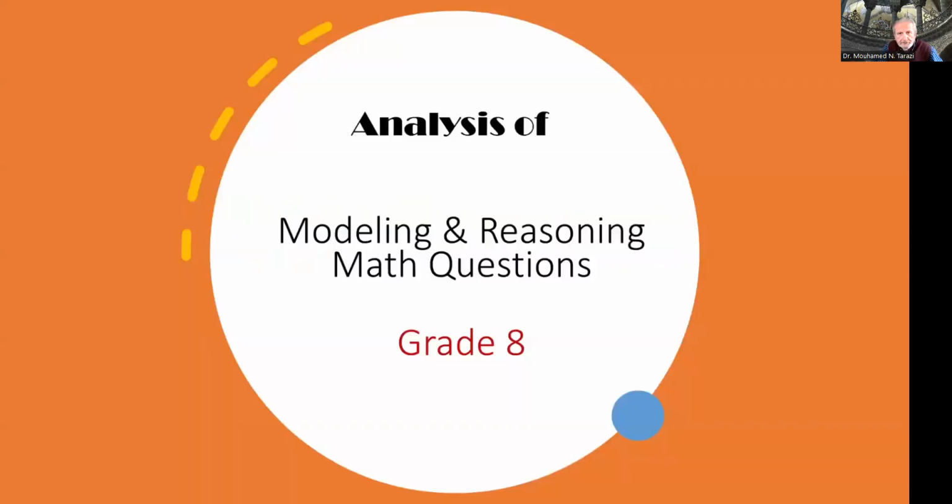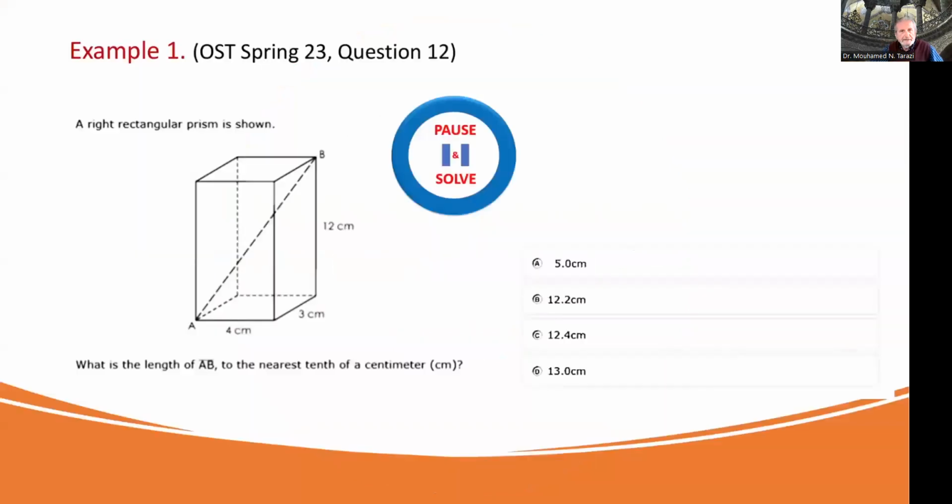Analysis of modeling and reasoning math questions, grade 8. We're going to start with this example. I just want to let you know, every time you see this small picture here, I recommend you pause the video and try to solve the question on your own, and then come back and check your work. This is an Ohio State Test Spring 23 question number 12.